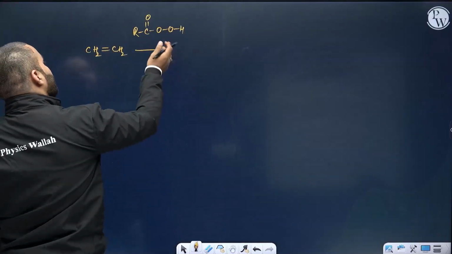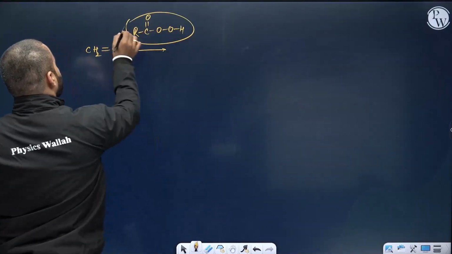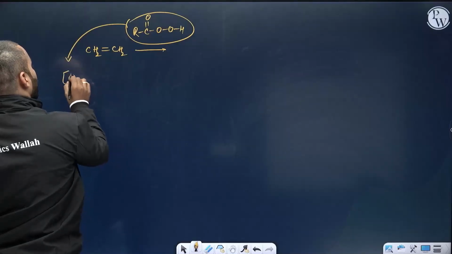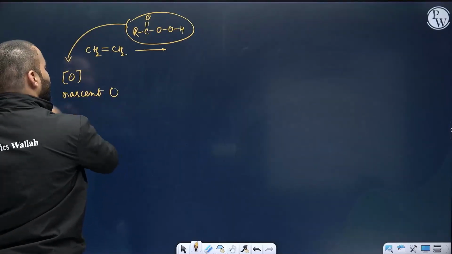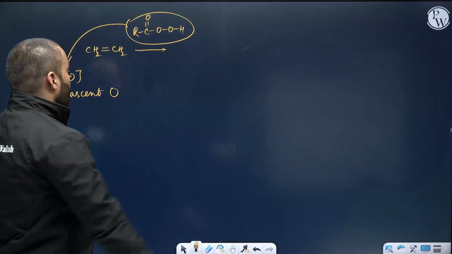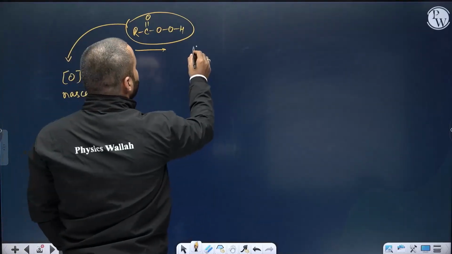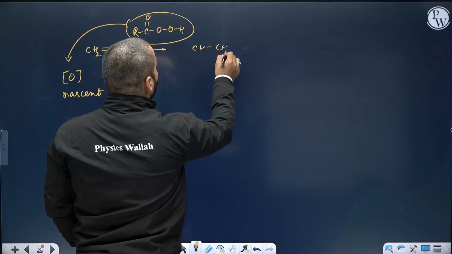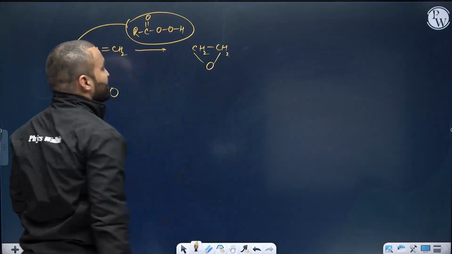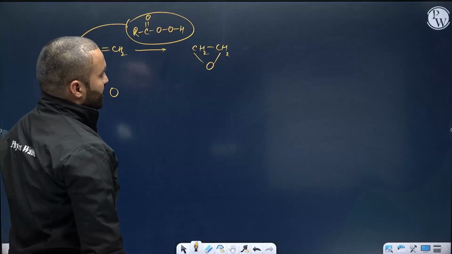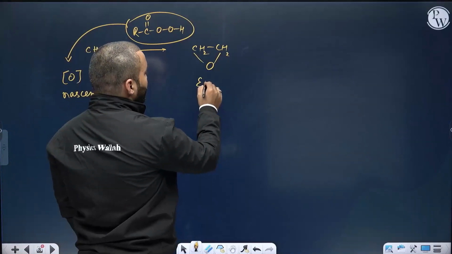This peracid is an oxygen donor. It's a nascent oxygen donor. Nascent oxygen, very reactive. What is it going to do? It will get inserted between the carbon-carbon double bond. There was a CH2 here, there was a CH2 here, and that gets inserted like this. This molecule is known as epoxide.